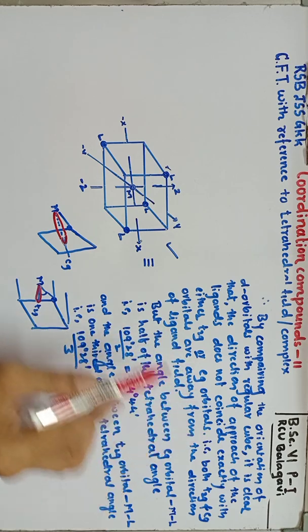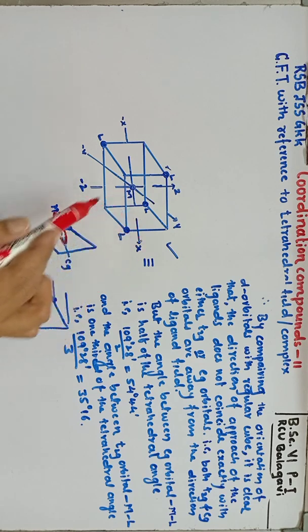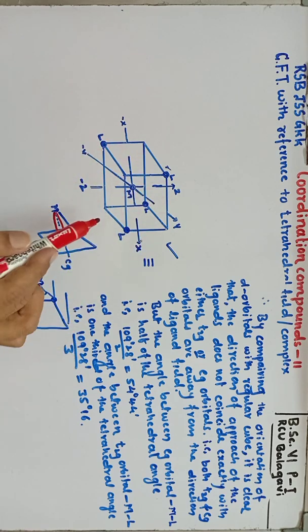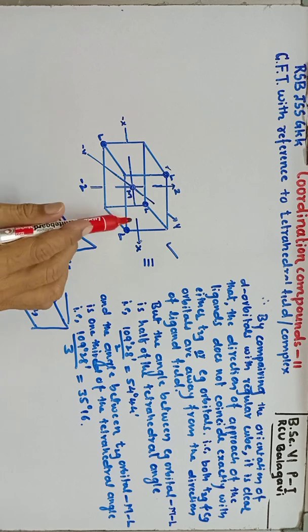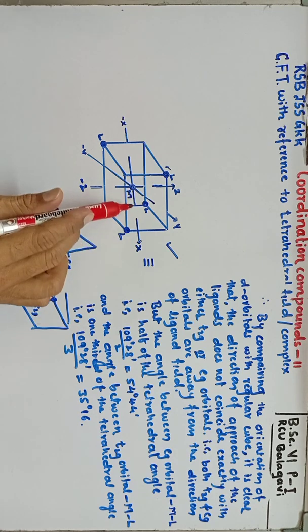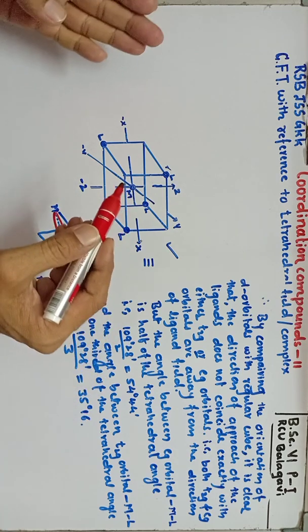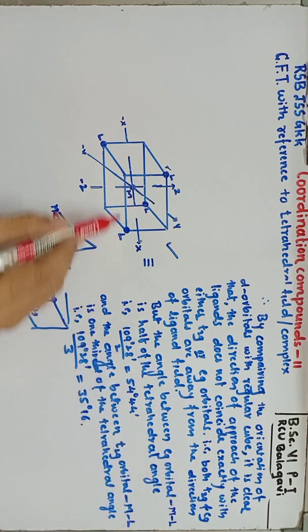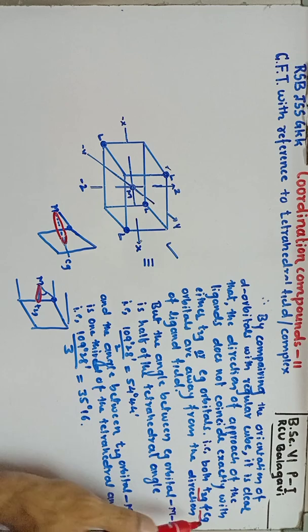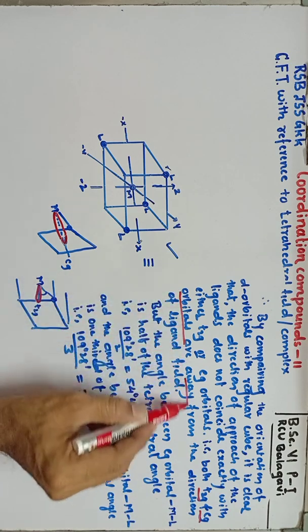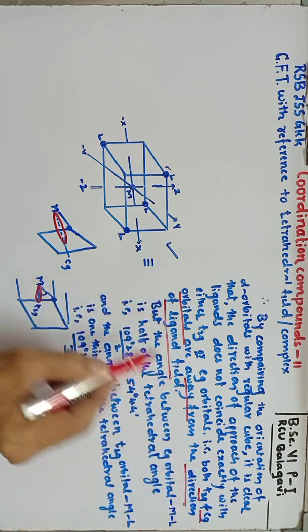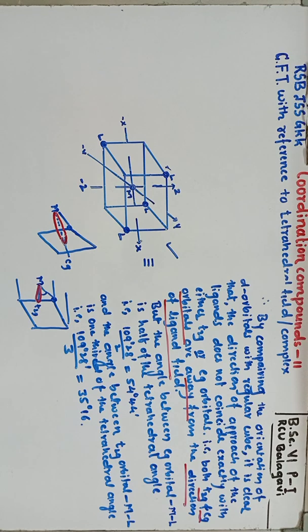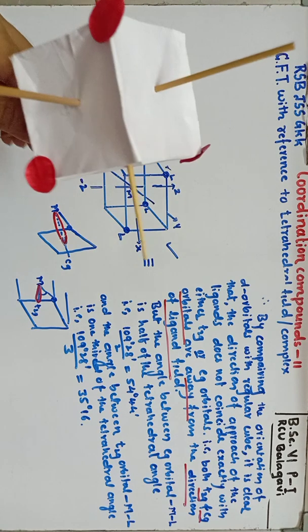So that means when you compare the orientation of d orbital lobes in a simple cube, it is very clear that neither T2g orbital lobes nor Eg orbital lobes are exactly coinciding with the direction of the ligands. So that means both T2g and Eg orbitals are away from the direction of the ligand. For example, you can see here in this structure.